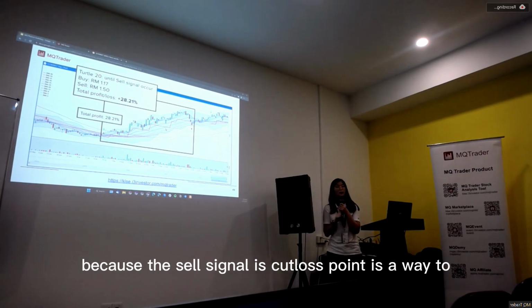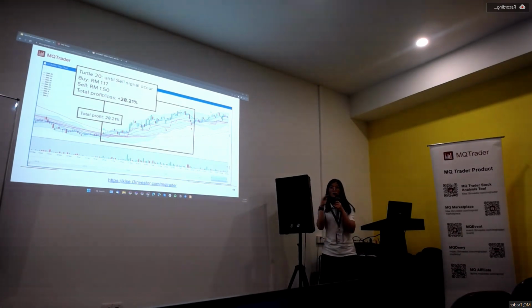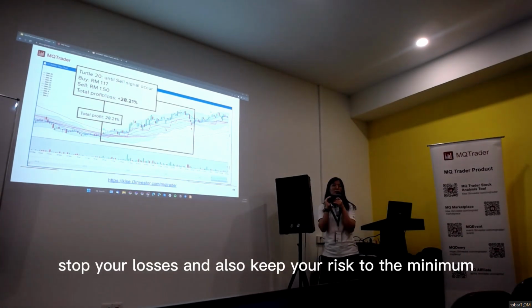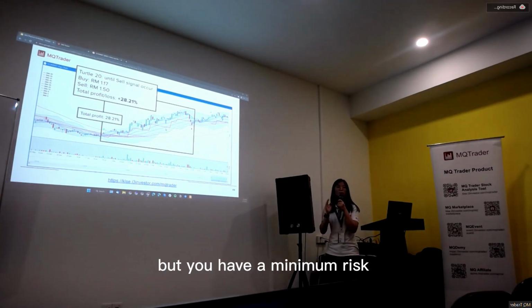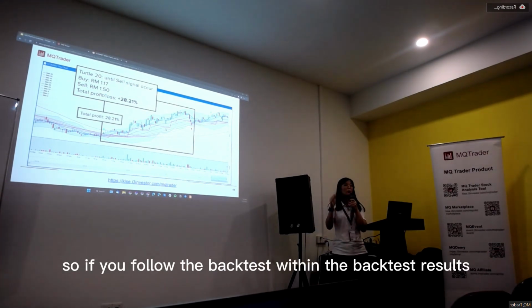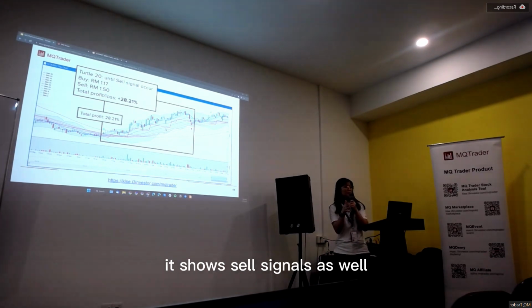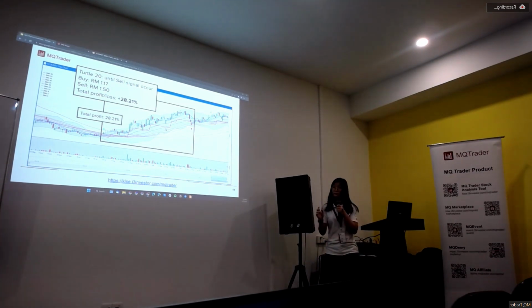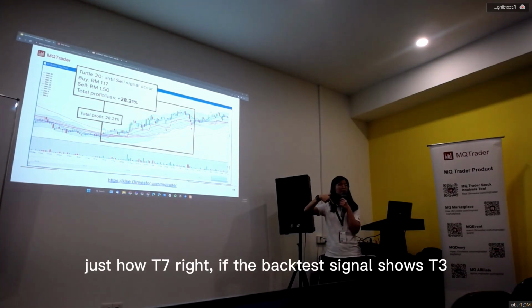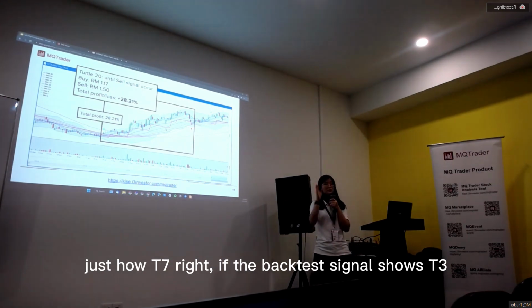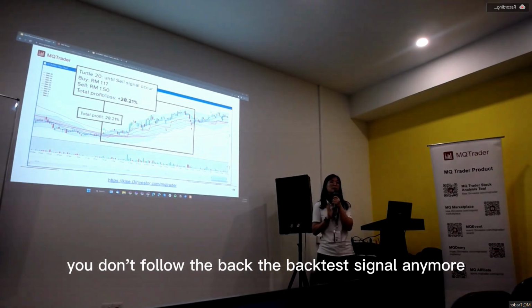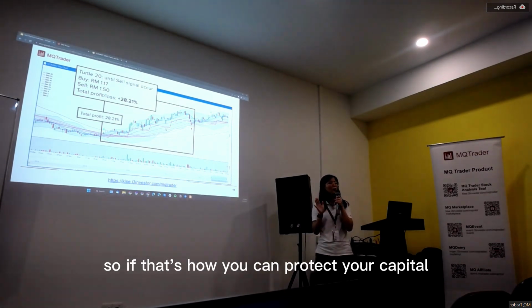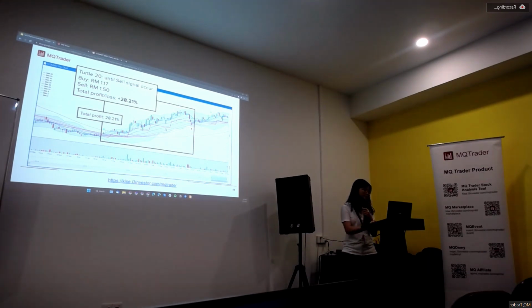Because the sell signal is a cut loss point, is a way to stop your losses and also keep your risk to the minimum. We are not saying that you don't have risk if you follow this plan, but you have a minimum risk. If you follow the backtest, within the backtest result, it shows a sell signal, so sell it as well. For example, just now T7, right? If the backtest signal shows in T3, then you sell at T3. You don't follow the backtest signal anymore. That's how you can protect your capital.